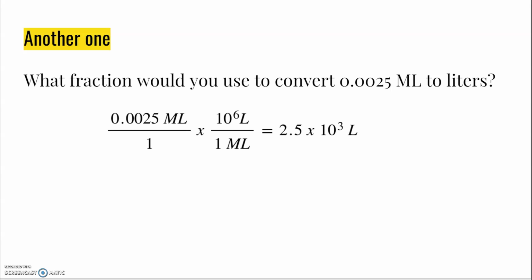Here we have it. 1 megaliter equals 10 to the 6 liters. I put the megaliter on the bottom and the 10 to the 6 liters on the top, so the megaliters cancel. Do the math, and I get 2.5 times 10 to the third liters.